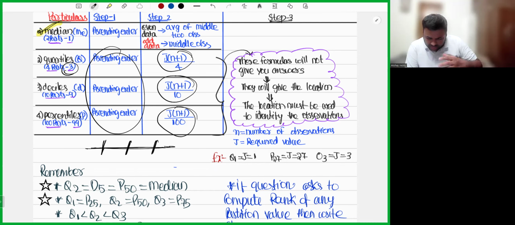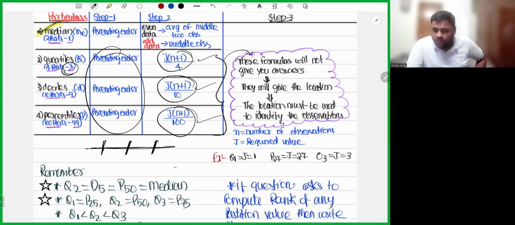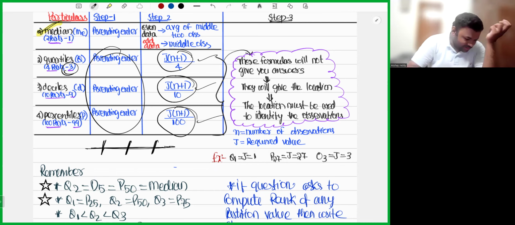Simple. Next. Now, these formulas, will they give the answer? Unfortunately, no. These formulas will not give the answer. Sir, if these formulas will not give the answer, what will give the answer? These formulas will just give the location. They will not give you the answer. The location you need to identify to get the answer. What are you saying, sir?